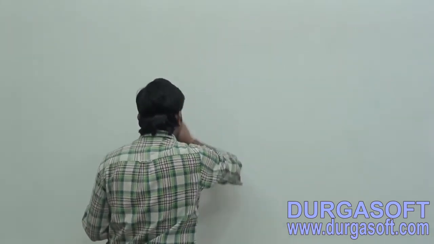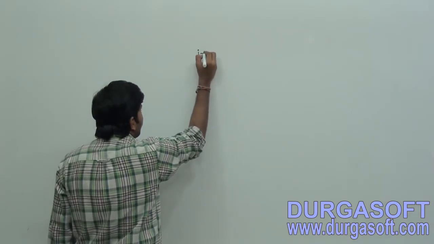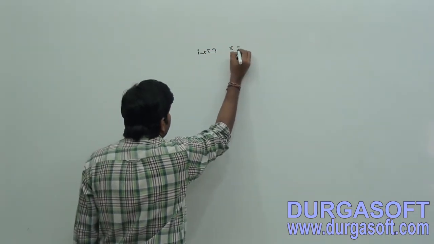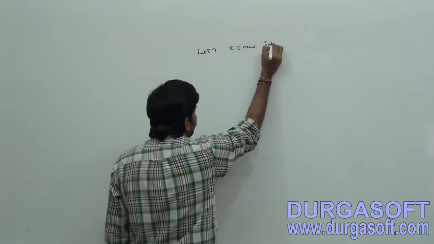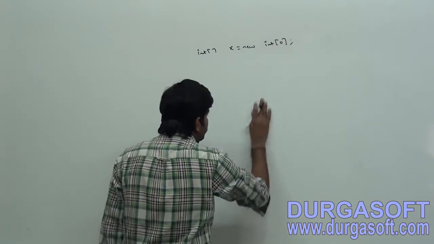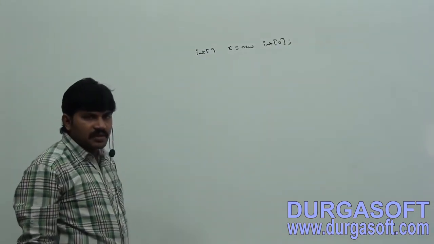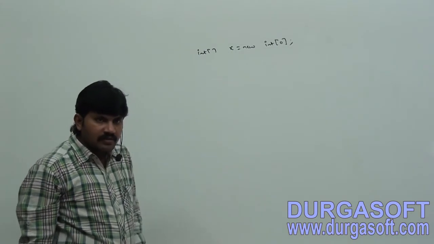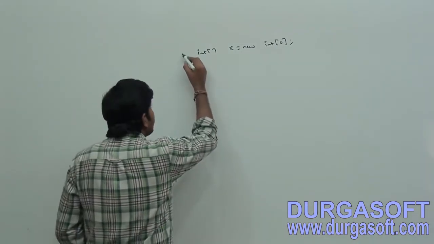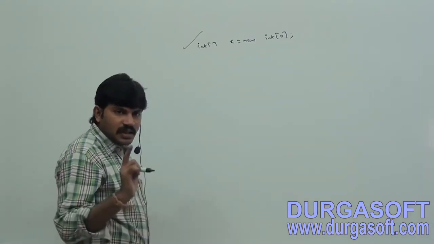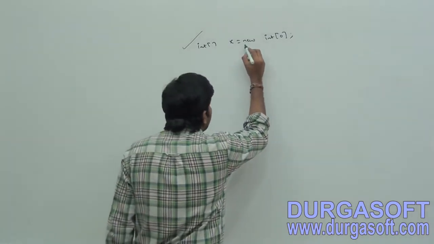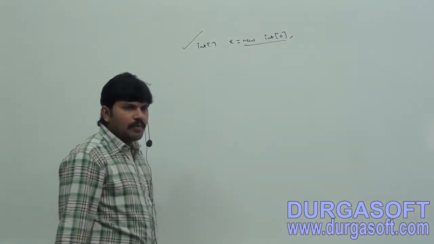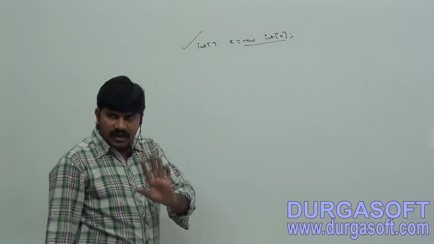Next up, just observe. Can you tell, is it valid or invalid? int[] x = new int[0]; Valid or invalid? This one is perfectly valid. It is legal to have an array with a size of 0. No problem at all. An array with 0 size is perfectly acceptable.